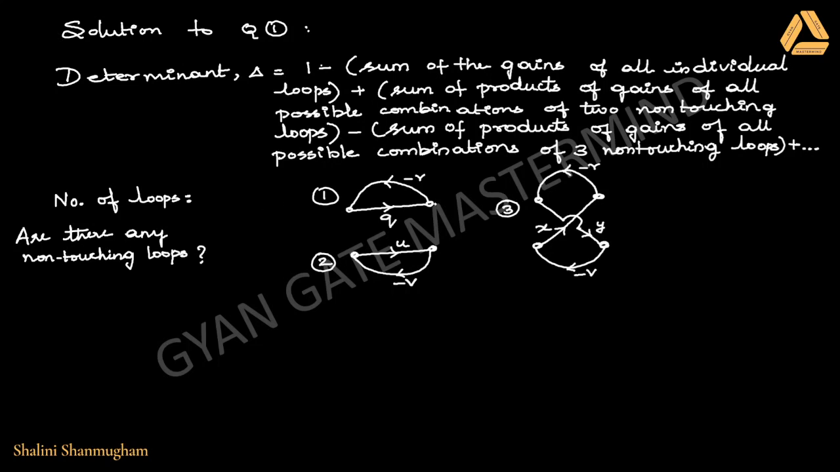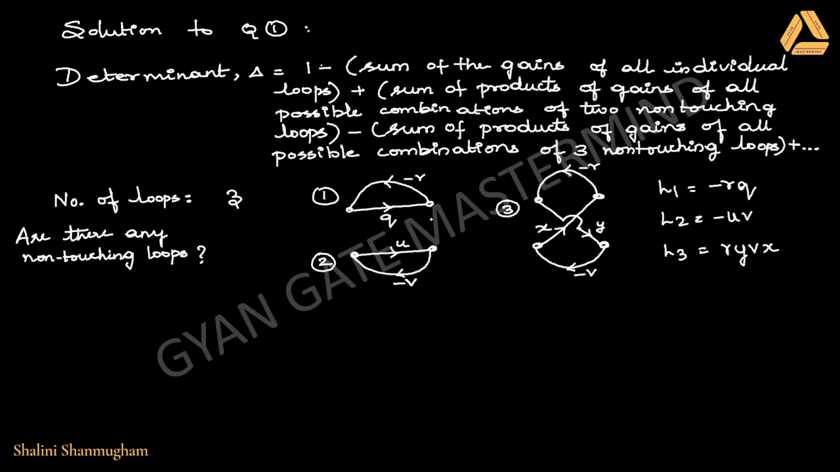So in our case, we have three loops. This is first loop and this is second loop and this is third loop. So if you see the loop gains, L1 equal to minus R cube and L2 equal to minus UV. And L3 is given by RYVX. The minus symbol cancels each other and it is written like this. And coming to the number of loops present here, there are three loops present here. And we have to check whether there are non-touching loops.